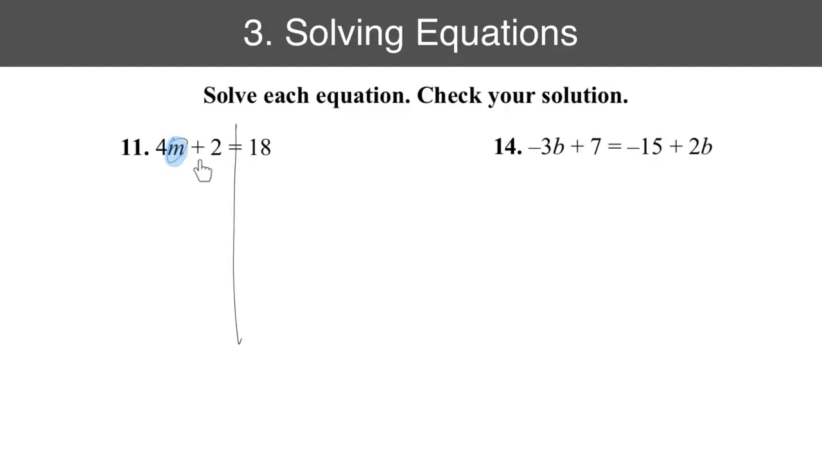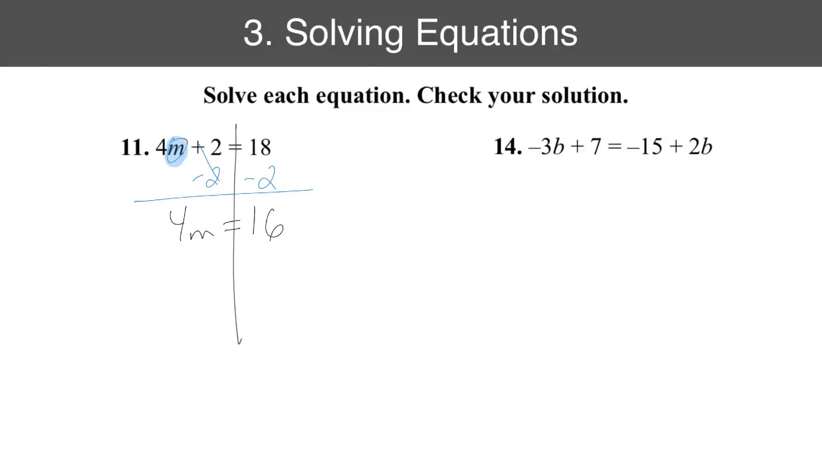You see the 2 is adding, so we're going to move it by subtracting. So we're going to subtract 2 over, and I'm writing in blue it looks like. So we subtract 2 over, then we bring down the 4m because we're not using it anymore, and then we say 18 minus 2. 18 minus 2 would be 16.